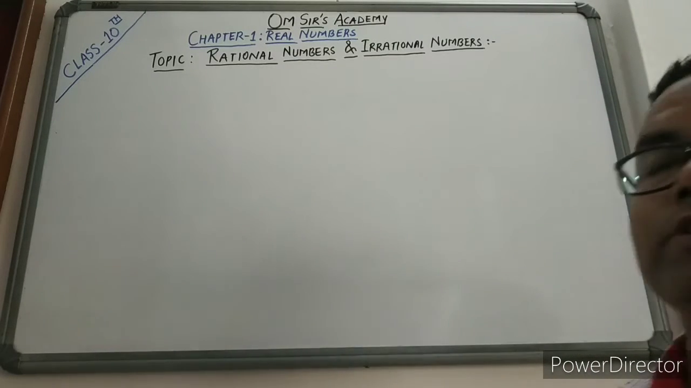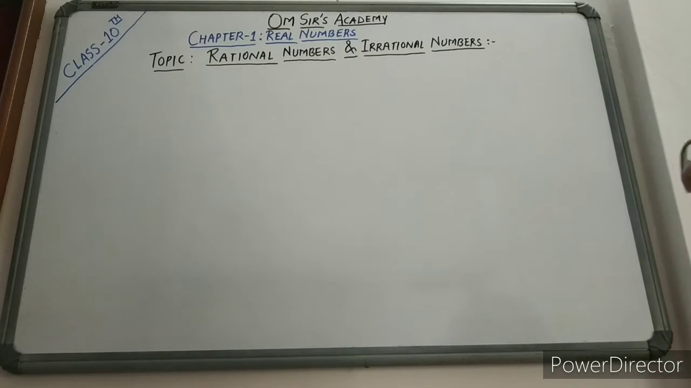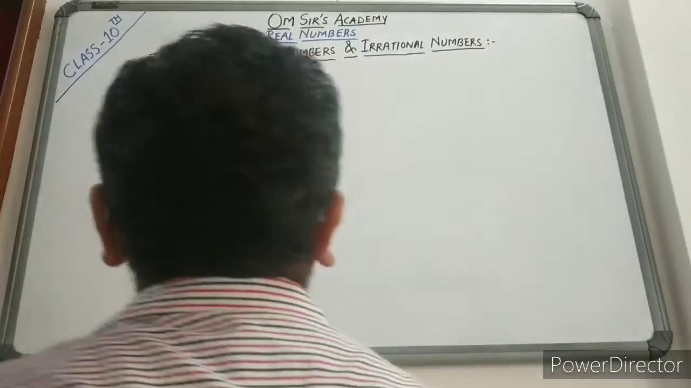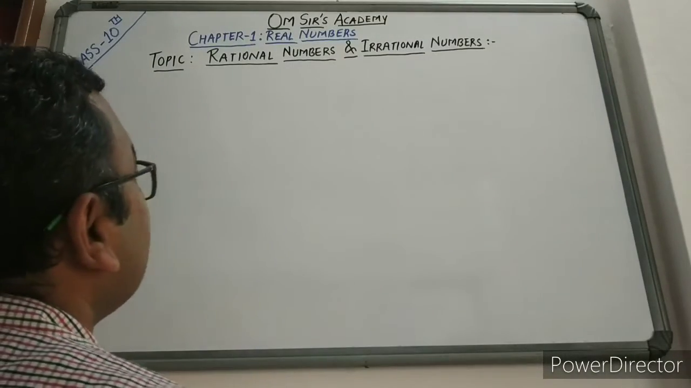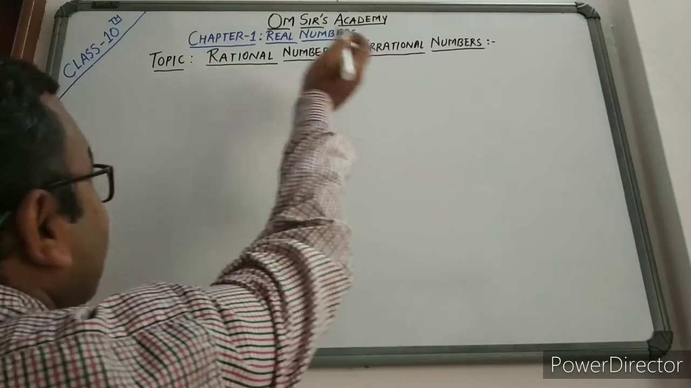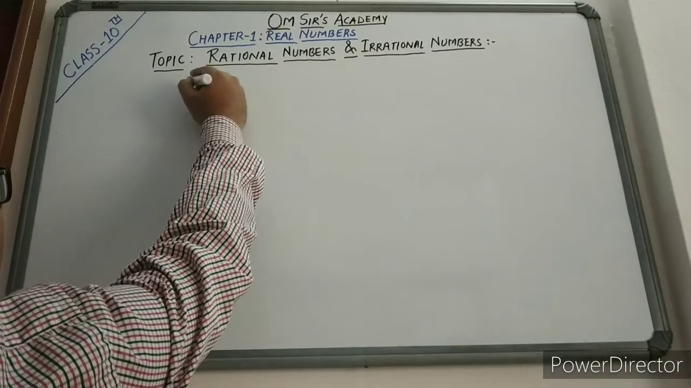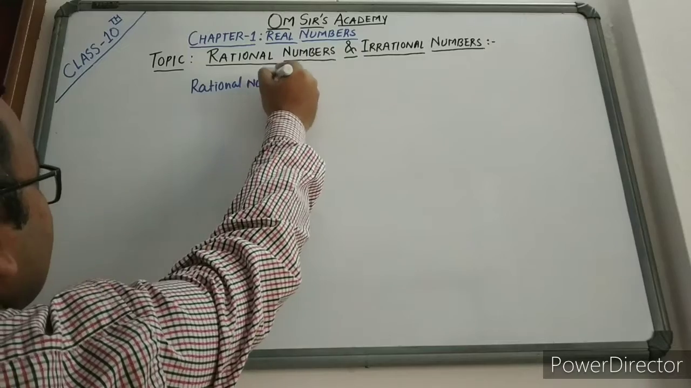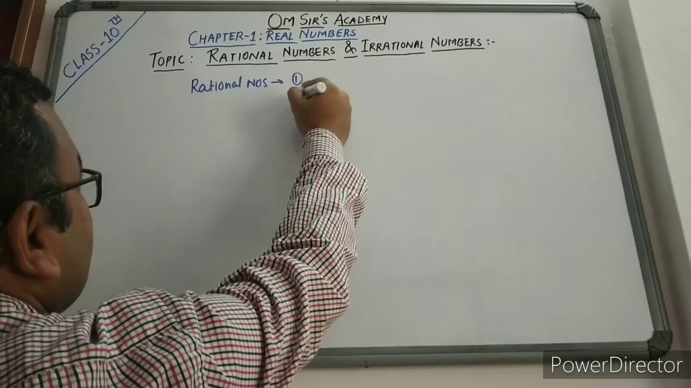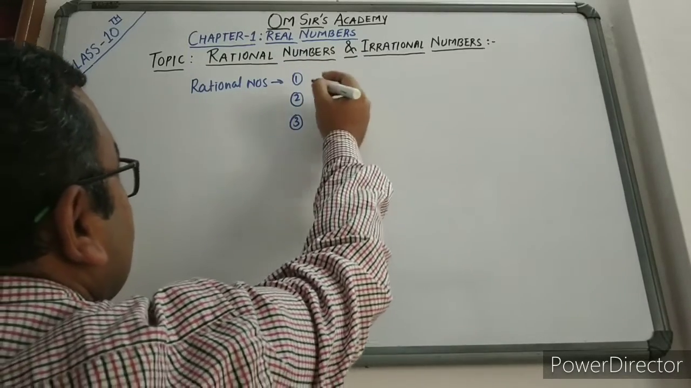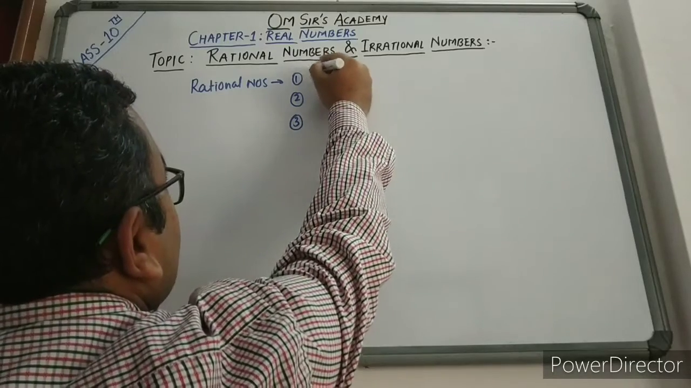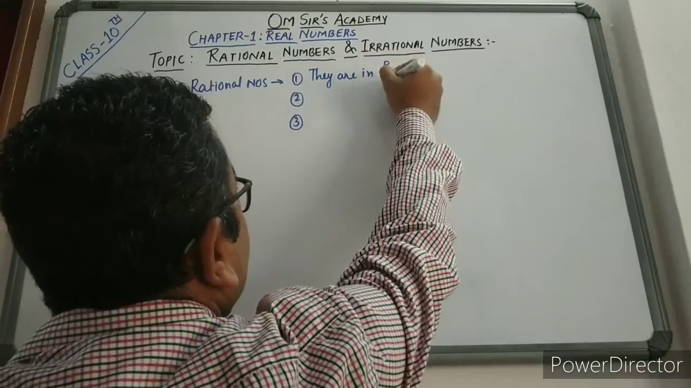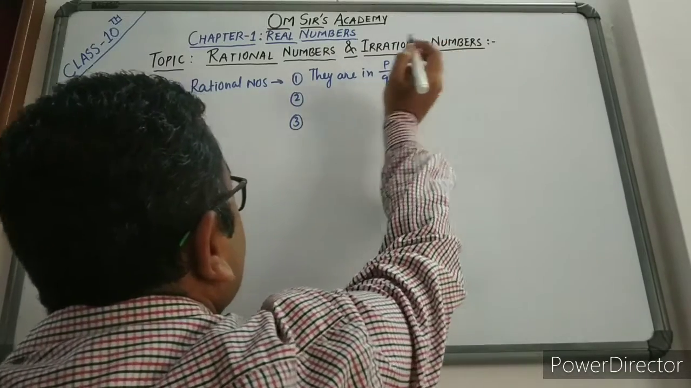Today we are going to learn a new topic, that is rational numbers and irrational numbers. This is just a revision of what we have learned in class 9, right friends? Just let us recall what rational numbers are. Rational numbers are those numbers which satisfy three given conditions. First, they are always in P by Q form, right friends?